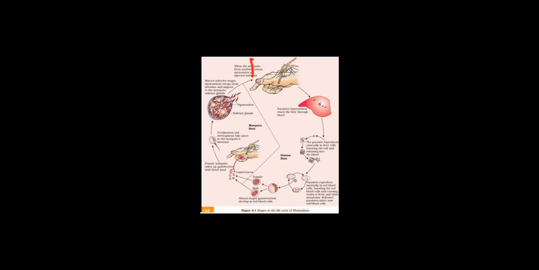Step 1, a female Anopheles mosquito, which is carrying the sporozoite stage in the life cycle of Plasmodium in her salivary glands, is biting the uninfected person and transmits the pathogen into his or her body.